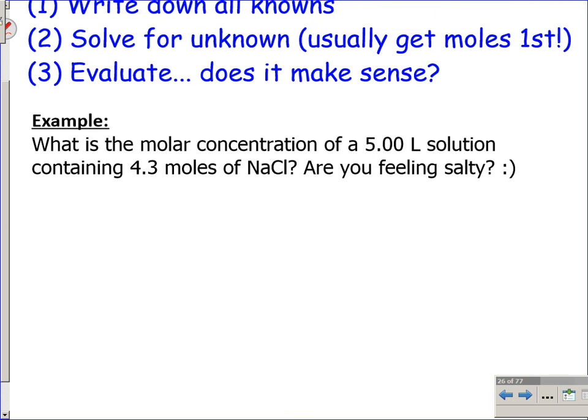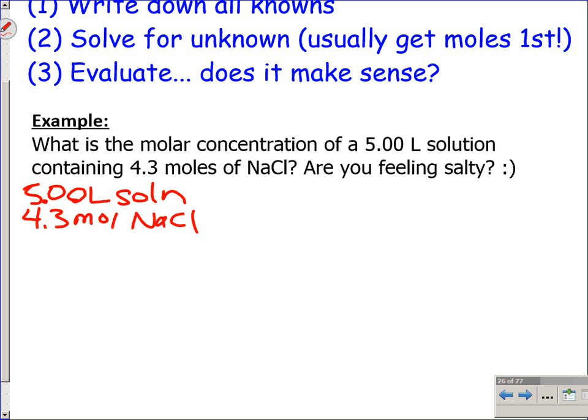All right, so what's the molar concentration of a 5.00 liter solution containing 4.3 moles of sodium chloride? That's the question. Let's back up. What are my givens? 5.00 liters of solution. Okay, what else? And you can put MOL for moles, right? Sodium chloride. And what's my question? What is the molar concentration? What does that mean? So molar concentration means solve for molarity. Yes, yes.